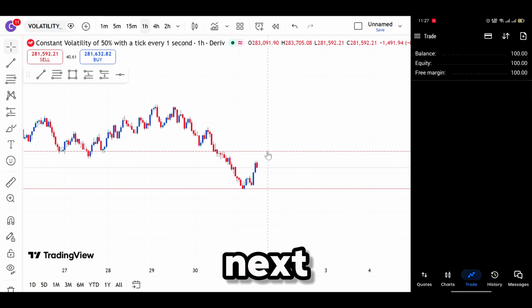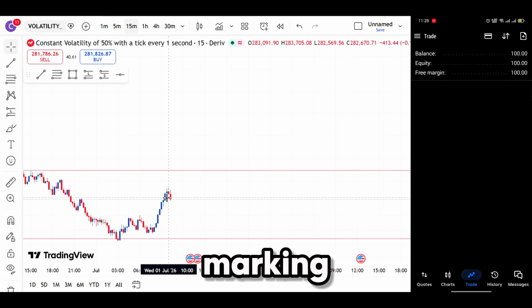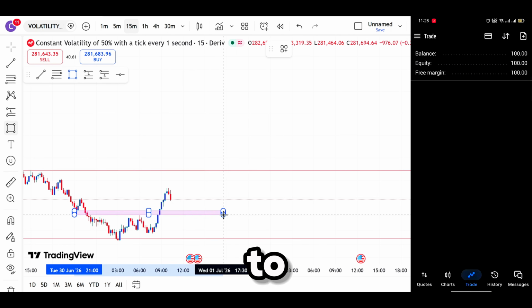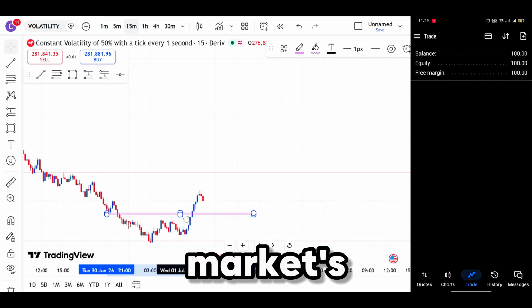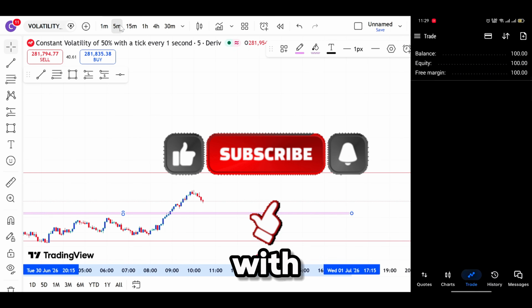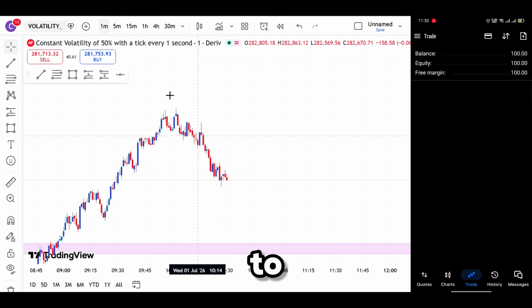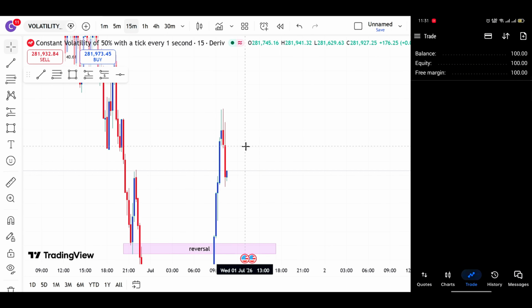Now what I do next is I move to a lower time frame looking for a liquidity zone, marking certain points I feel the market will react to and observing how the market's been reacting. And in this case, with all I've seen, the market will be having a short bullish impulse to create a double top for the downtrend it's currently on.